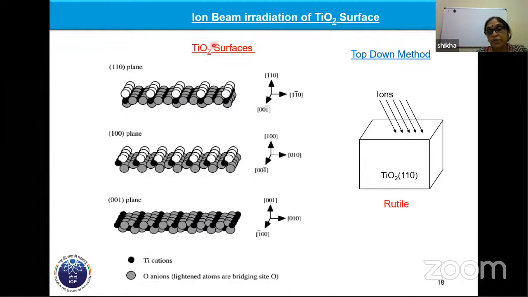For ion irradiation, what we have used is a TiO2 110 surface, in the rutile phase, and we bombard it with ions. The ions we have used are argon ions. And so this is a top-down approach. The ions come from the top and keep modifying the surface. And what we produce are nanostructures on the surface.